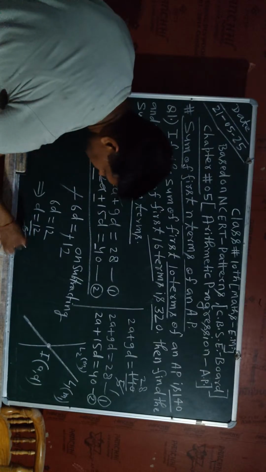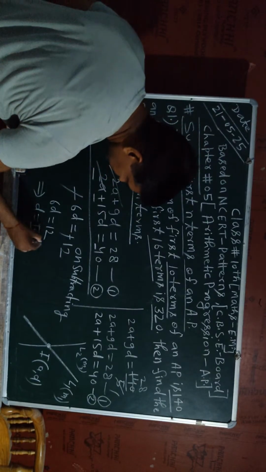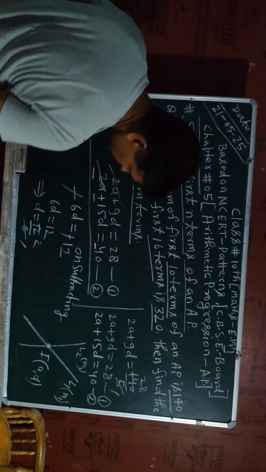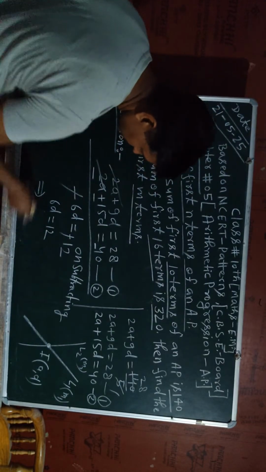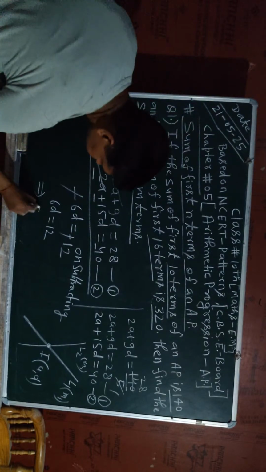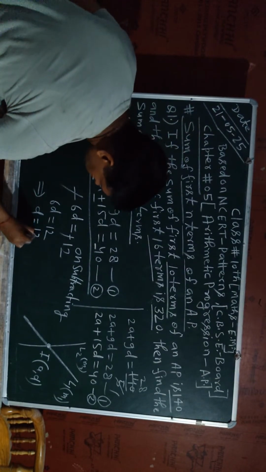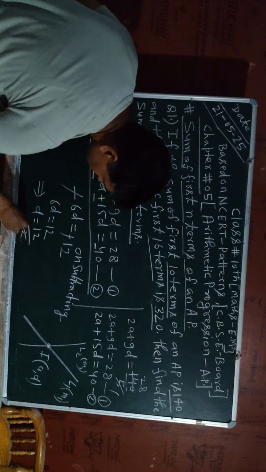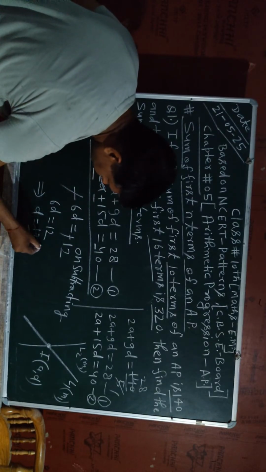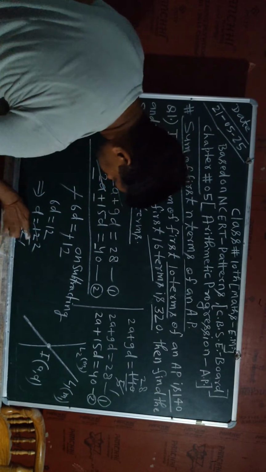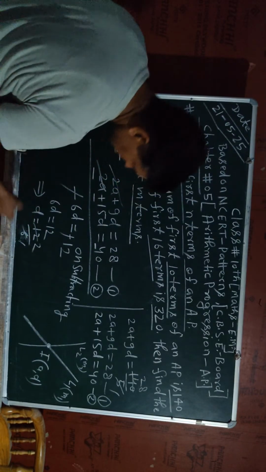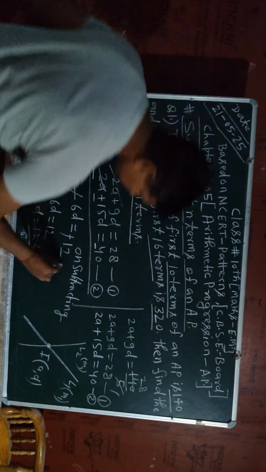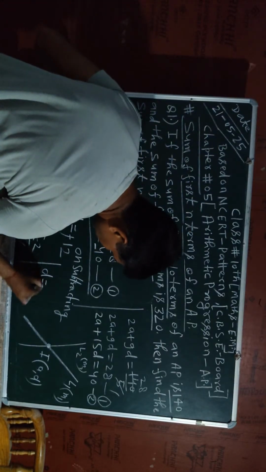Here I will say 6 1 is 6 and 6 2 is 12. Okay student, so here I will write the value of d, which is equal to 2. So 12 divided by 2, 6 1 is 6, 6 2 is 12. So the value of d is equal to 2.